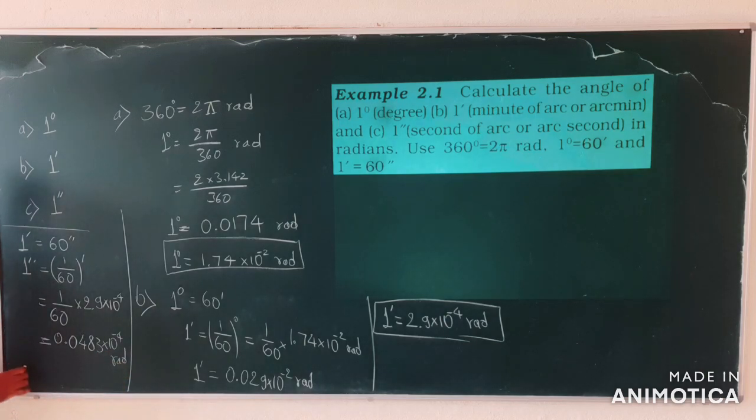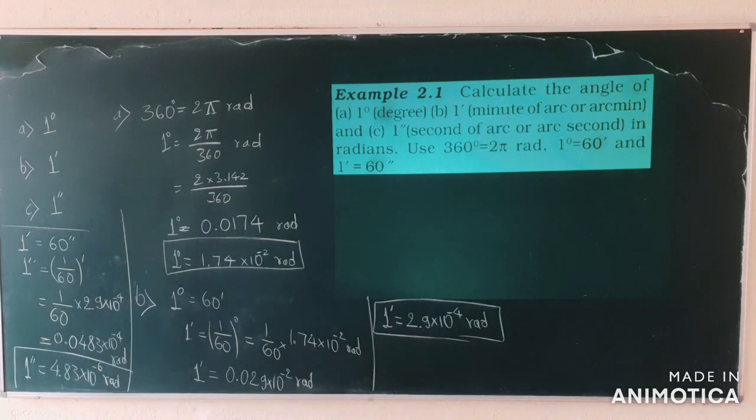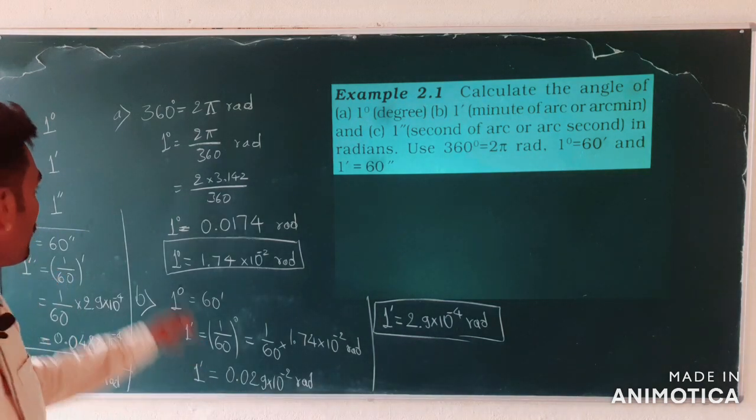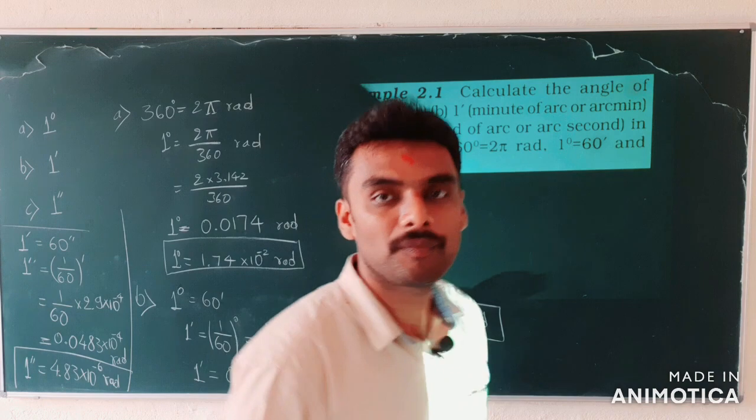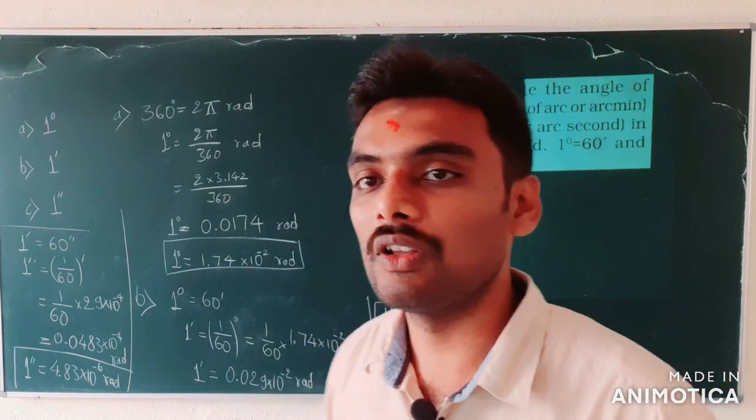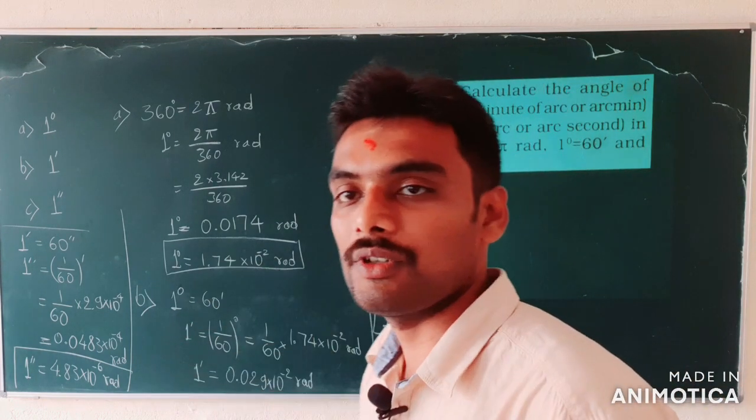Okay. So, 1 arc second is equal to, again I will shift it, 4.83 into 10 to the power of minus 6 radians. That is it. We have all the conversions for the given questions, 3 sub questions, and we have solved all the 3 sub questions as follows.